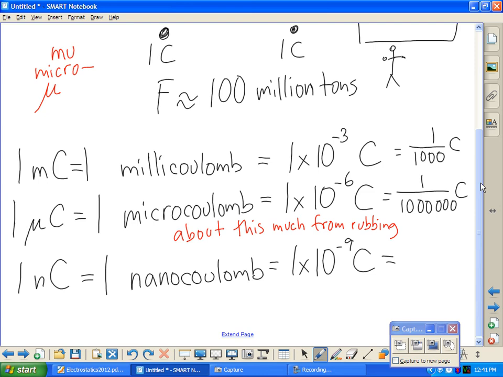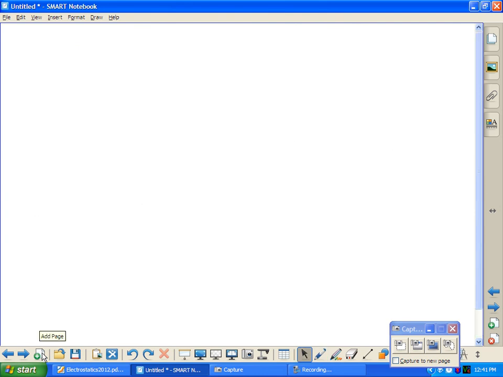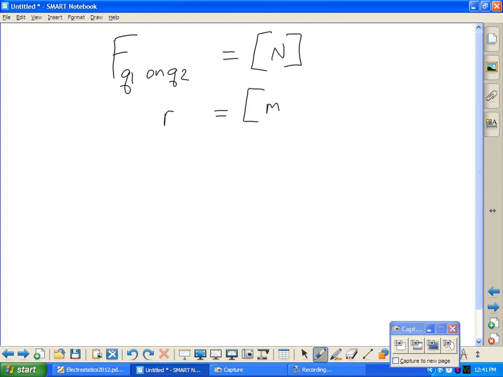So, now that we have units for all the physical quantities, the unit for force of Q1 on Q2 we'll measure in old familiar newtons. The distance between two charged objects we're going to measure in good old meters. The charge on Q1 and the charge on Q2 we're going to measure in our new unit of coulombs.